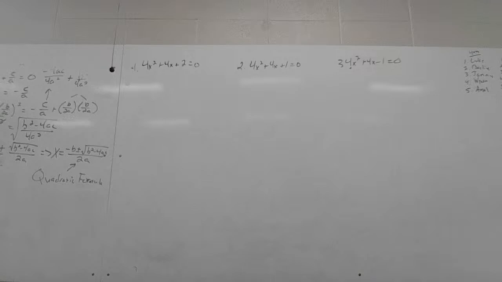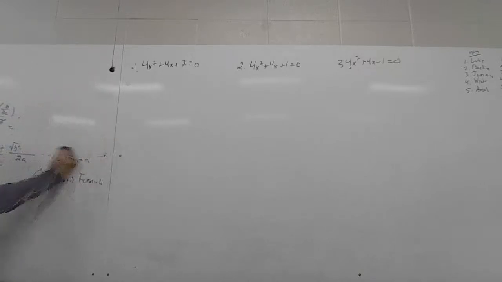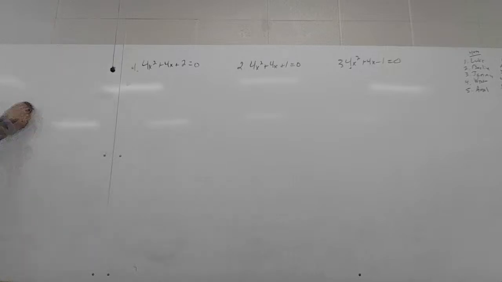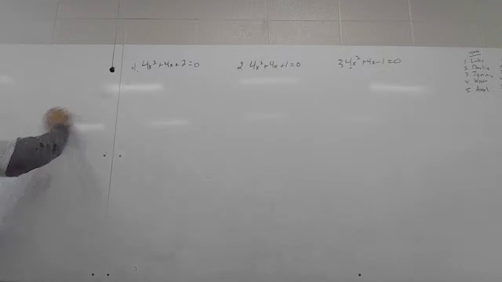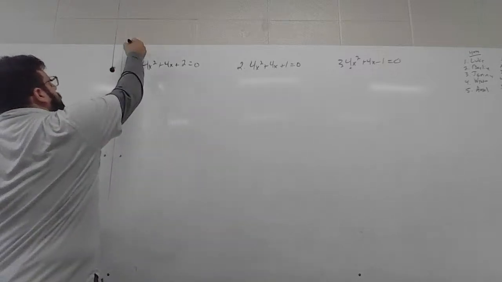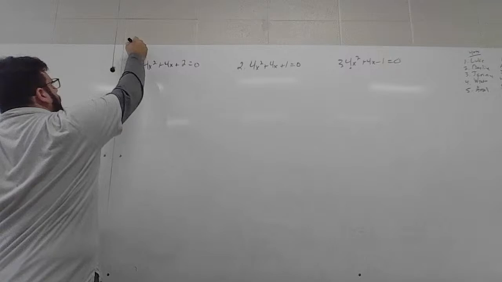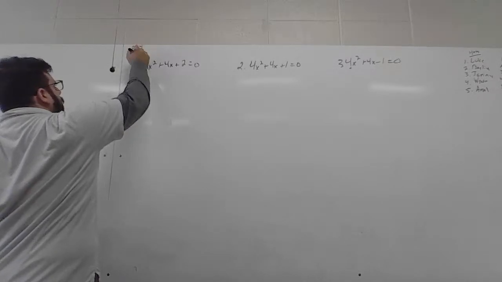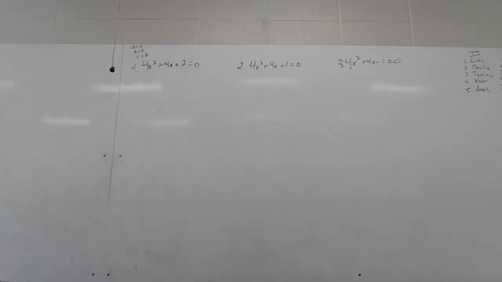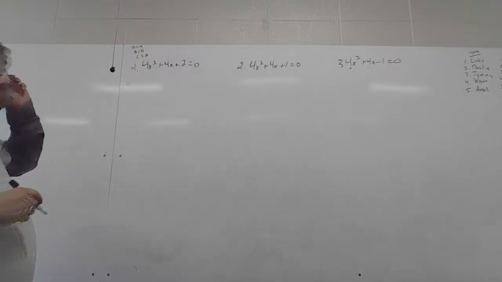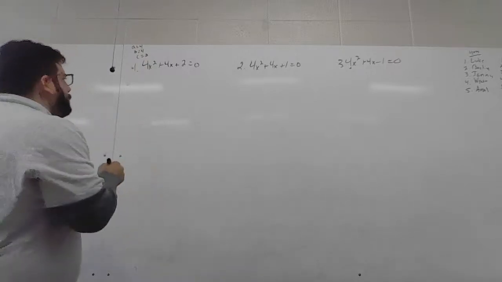For the first example, 4x squared plus 4x plus 2 equals 0. We're going to use the quadratic formula to solve that equation. Keep in mind, anytime we're looking at a quadratic equation, we want to figure out what our A, our B, and our C are. So here, my A is 4, my B is 4, my C is 2. Let's find the solution to this equation.